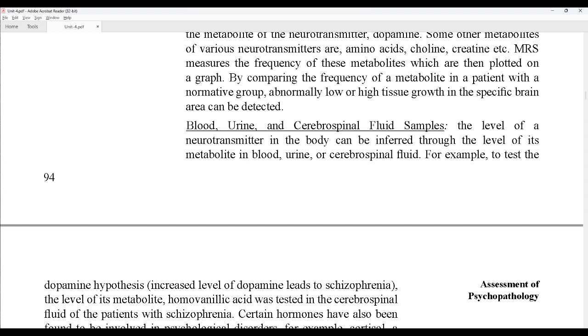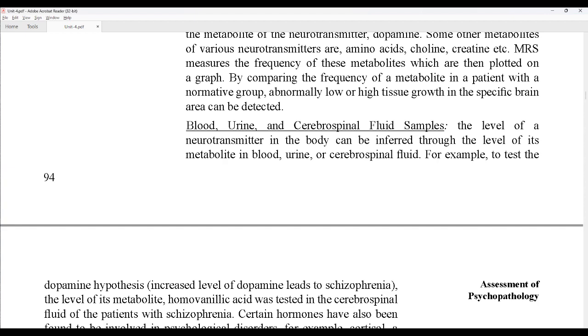Blood, urine, and cerebrospinal fluid samples. The level of a neurotransmitter in the body can be inferred through the level of its metabolite in blood, urine, or cerebrospinal fluid. For example, to test the dopamine hypothesis, that an increased level of dopamine leads to schizophrenia, the level of its metabolite, homovanillic acid, was tested in the cerebrospinal fluid of the patients with schizophrenia.